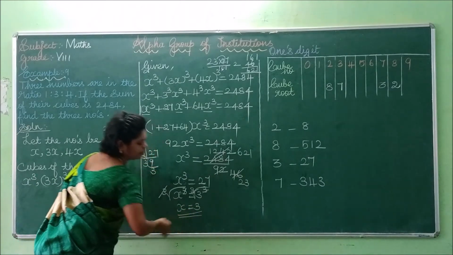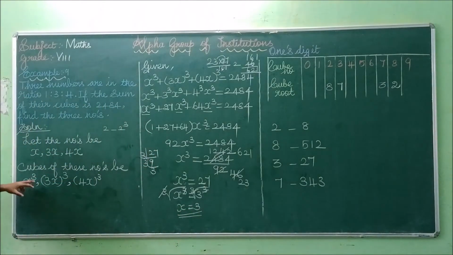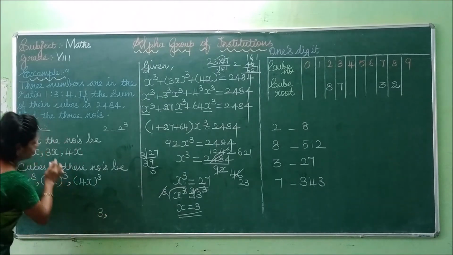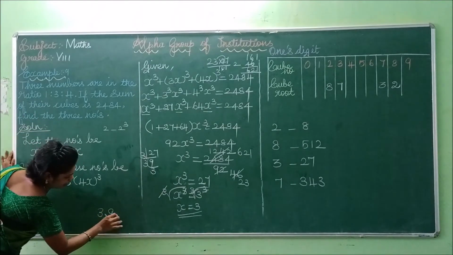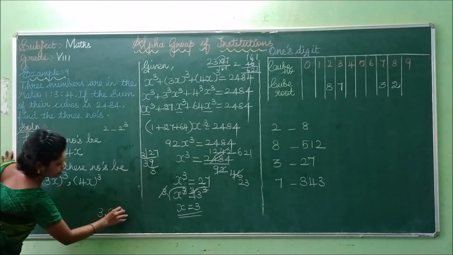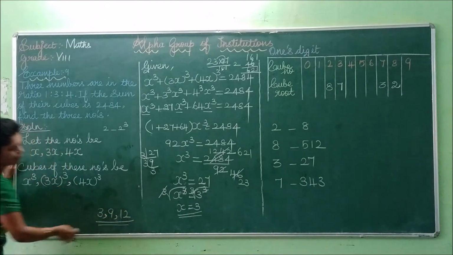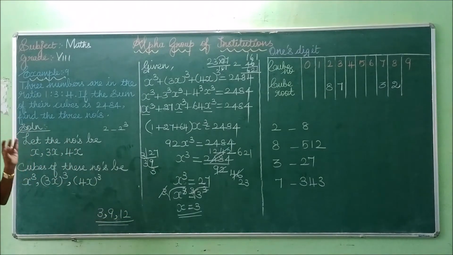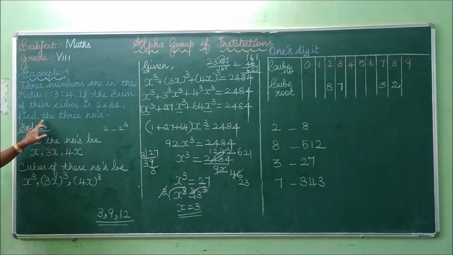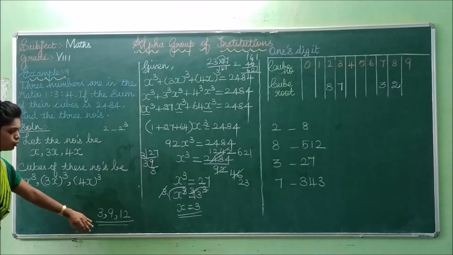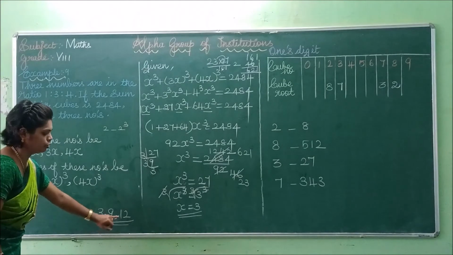So we have found only one value of x, but we need 3 numbers: x, 3x, 4x. So you have to substitute here. x is 3, and 3 into 3 is 9, 4 into 3 is 12. So your numbers will be 3, 9, 12. They are asking you to find the 3 numbers, so the numbers will be 3, 9, 12.